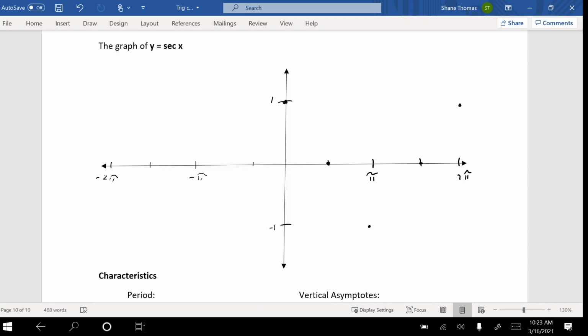Okay, so it looked like that. And this. I'm going to draw this. I'm going to draw cosine again in yellow. Okay, there's cosine.